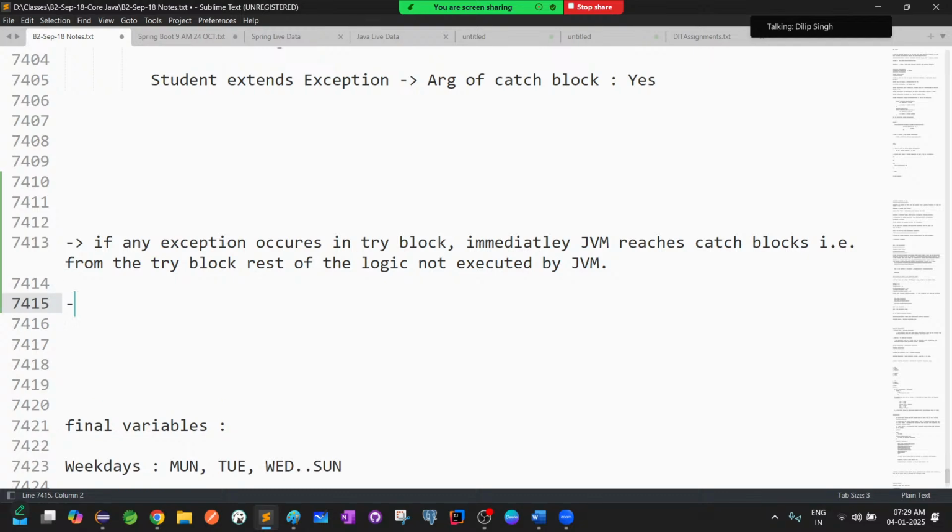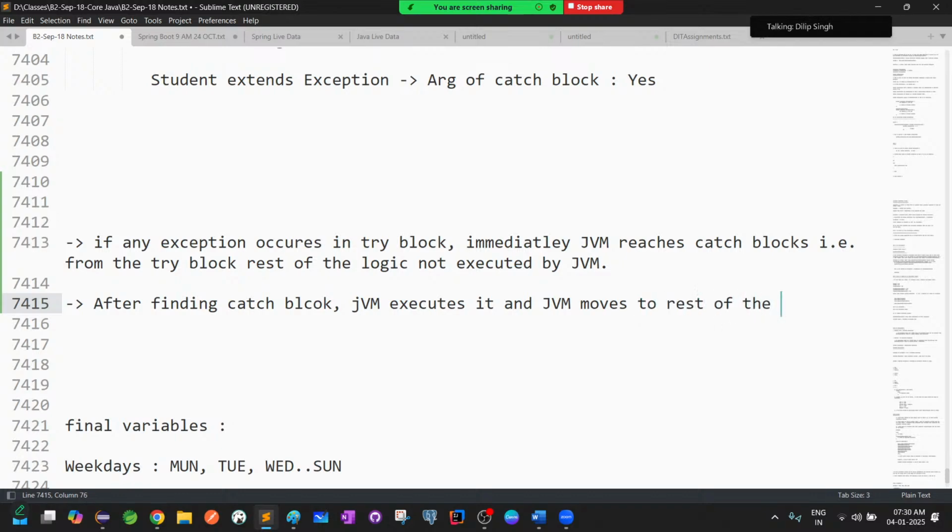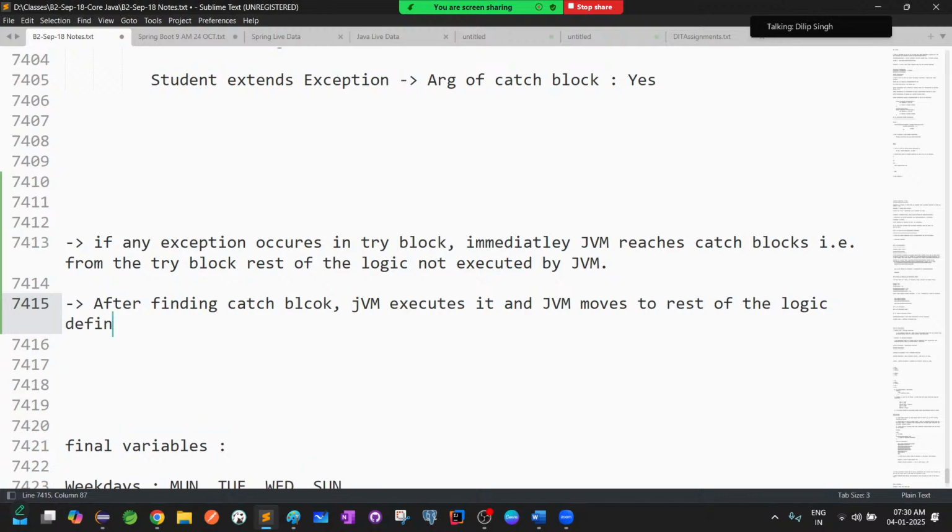Once it reaches the catch block, after finding the catch block, JVM executes it, and JVM moves to the rest of the logic defined after the catch block. The rest of the logic defined after the catch block.